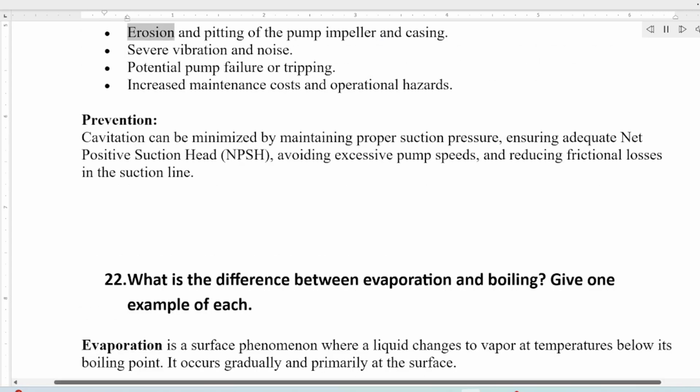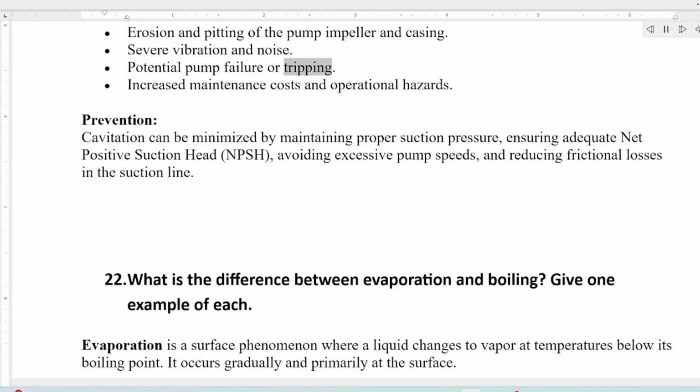Consequences: erosion and pitting of the pump impeller and casing, severe vibration and noise, potential pump failure or tripping, increased maintenance costs and operational hazards. Prevention: cavitation can be minimized by maintaining proper suction pressure, ensuring adequate net positive suction head, NPSH, avoiding excessive pump speeds, and reducing frictional losses in the suction line.